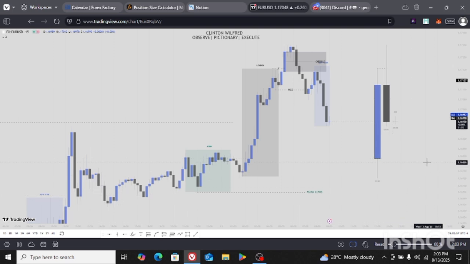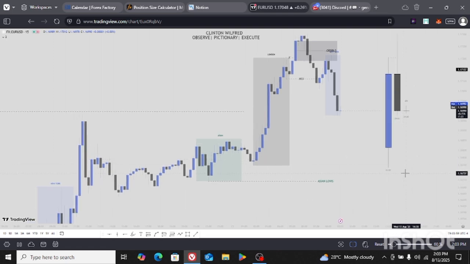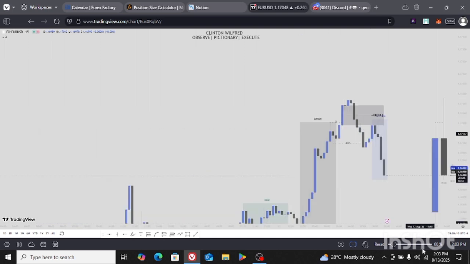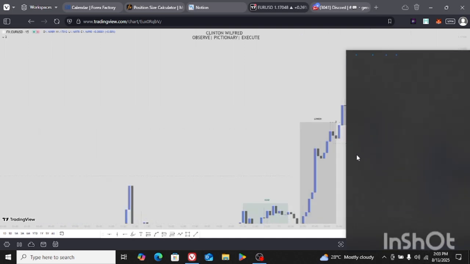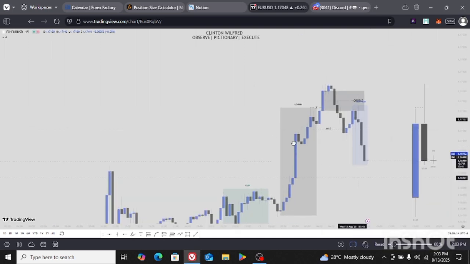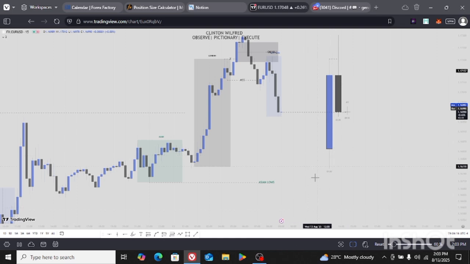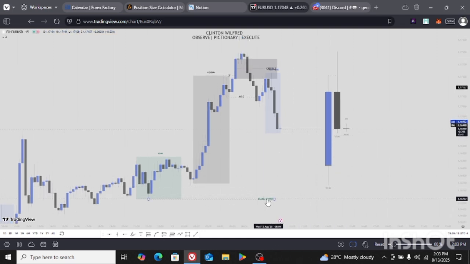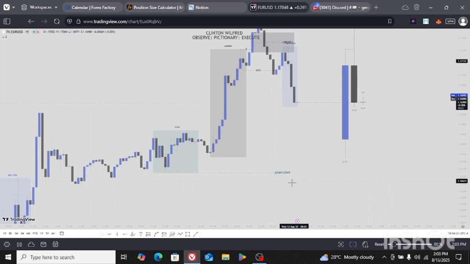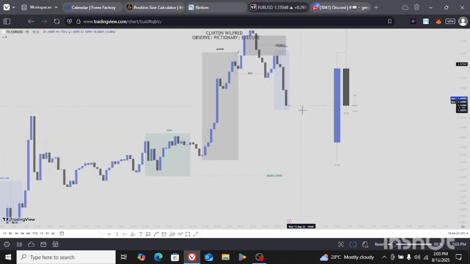Let's go. I think this would be... Come back, please. Okay. Let's end it. Let's see how it plays out. Should I show you? We will get to Asian lows or this minus. My TP is at minus 2.5 standard deviation, but we are targeting Asian lows though. So let's see how it plays out.